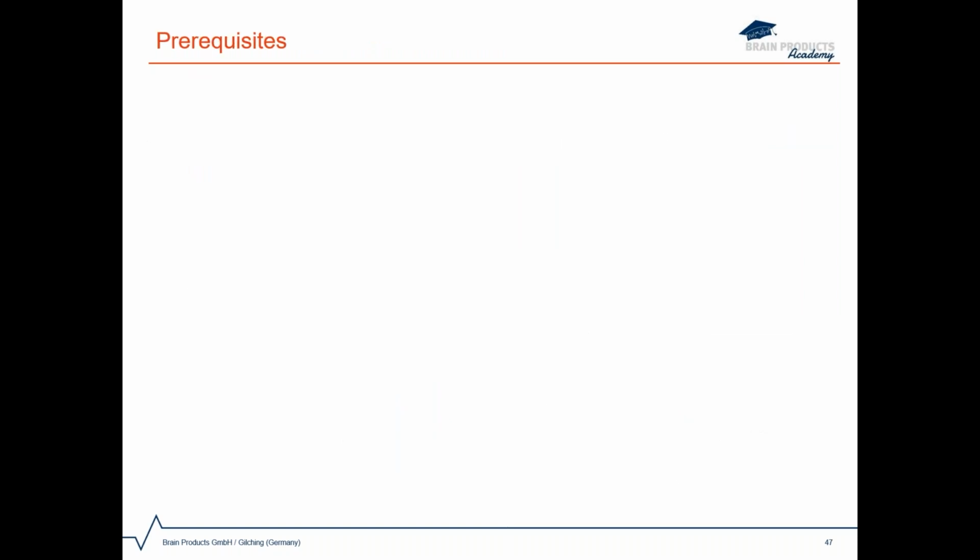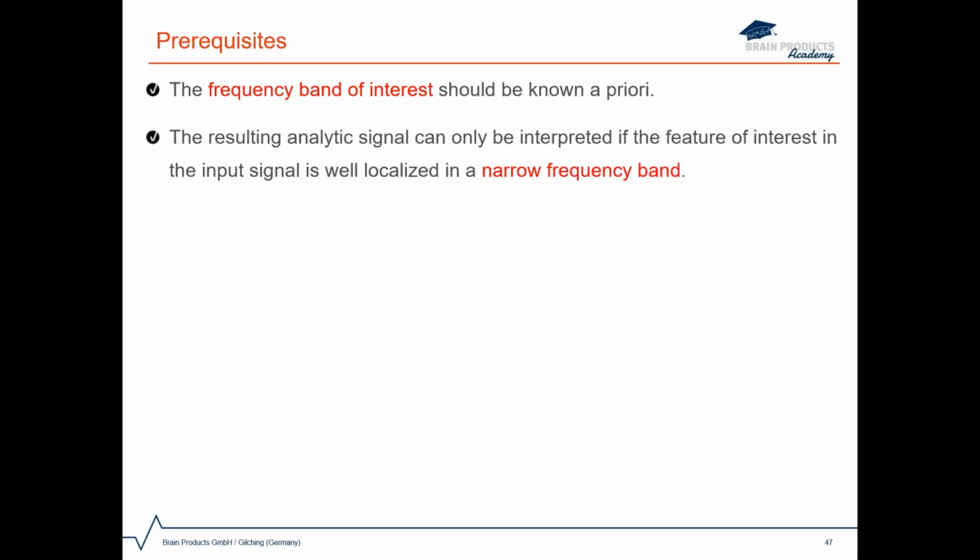The same prerequisite for complex demodulation applies to Hilbert transform. So the frequency band of interest should be known a priori. And in order to get a result that is reasonable and easier to interpret, it is highly recommended to apply a bandpass filter to the input signal before applying the Hilbert transform.